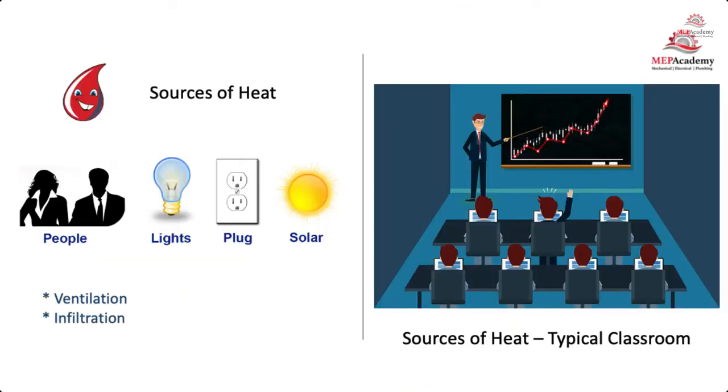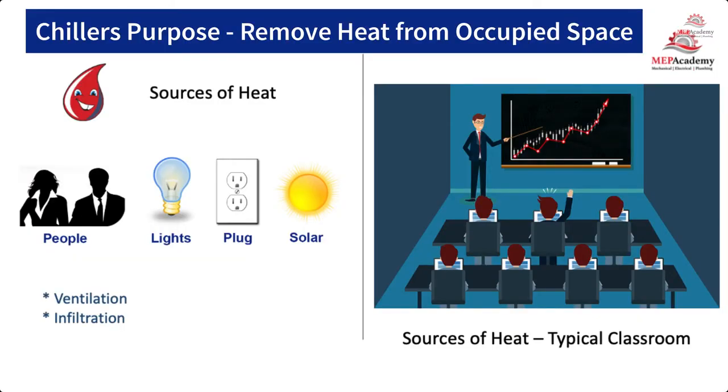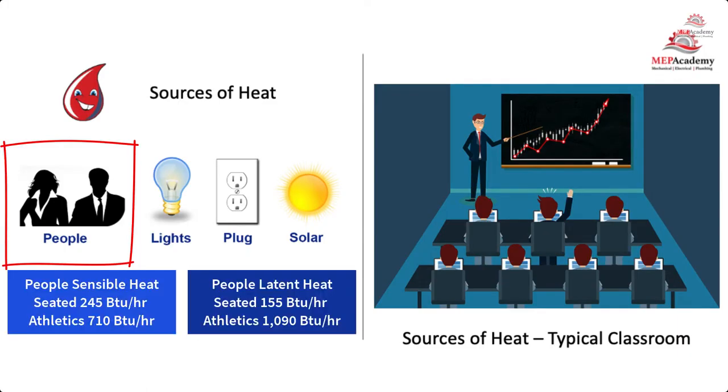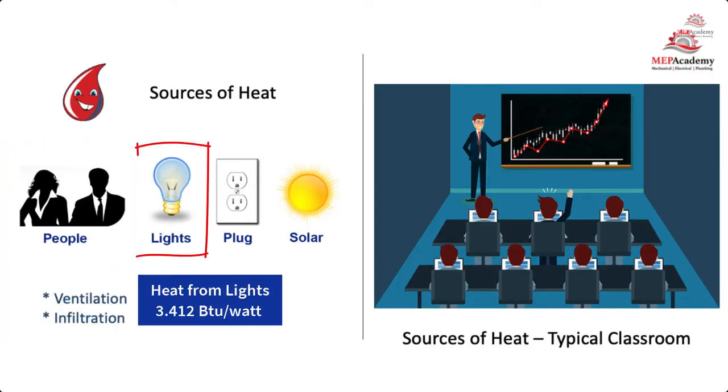The main purpose of the chiller, of course, is to remove heat from the occupied space. Heat comes in the way of people. People generate heat based on the activity level. Whether they're sitting, it's less than if they're doing exercise. If they're doing exercise, it's going to be generating more heat. And then you've got lights. The different kinds of lights produce different amounts of heat.